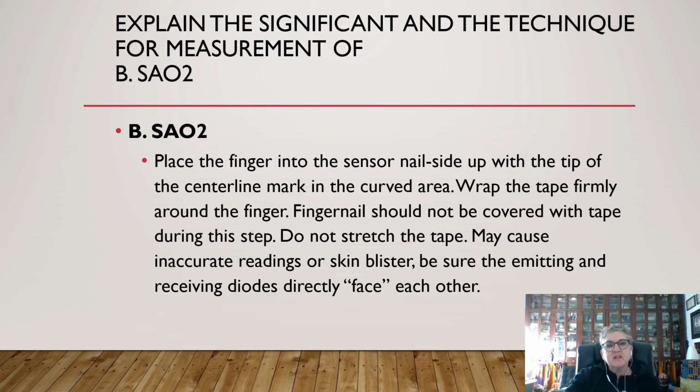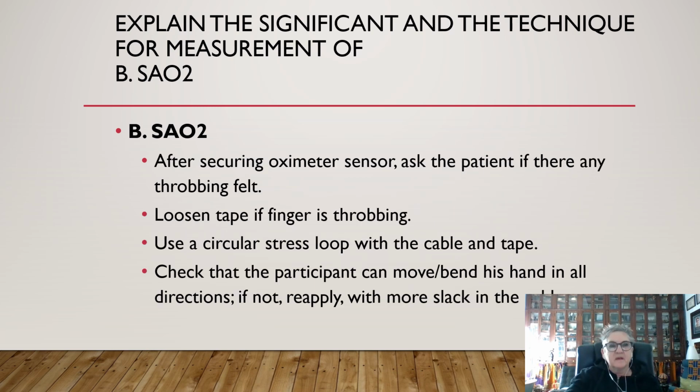Do not stretch the tape. May cause inaccurate readings or skin blister. Be sure that the emitting and receiving diodes directly face each other. After securing the oximeter, ask the patient if there's any throbbing felt. Loosen the tape if the finger is throbbing. Use a circular stress loop with the cable in the tape and check that the participant can bend his hand in all directions. If not, reapply with more slack in the cable.